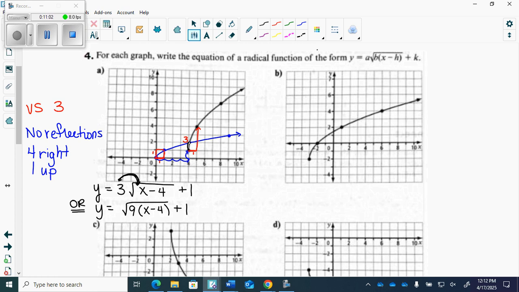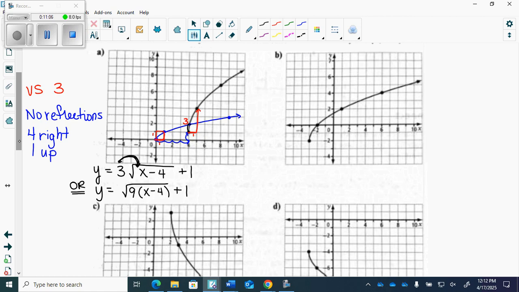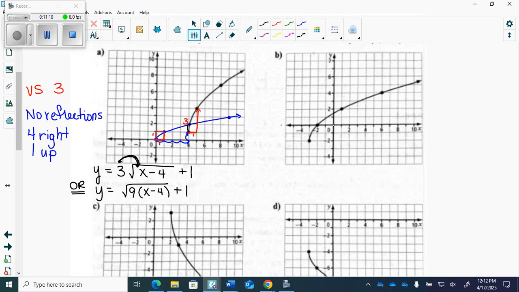Let's look at this one. It's up and to the right still. I always draw my original on to help me. 0, 0, 1, 1, 4, 2, 9, 3. So this is up and to the right, this is up and to the right, so I know there are no reflections. We agree? Let's talk about stretches.